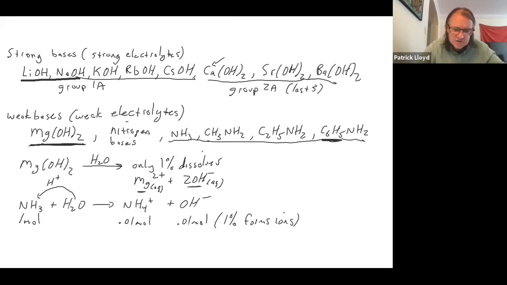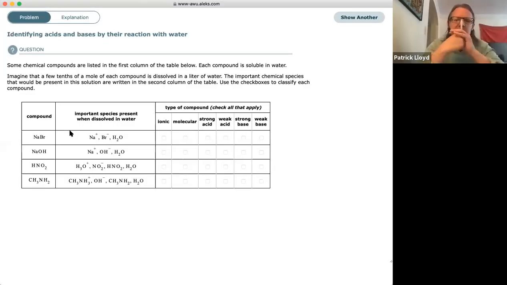So let's come back to the problem. Come back to that table here. Imagine that a few tenths of a mole of each compound is dissolved into a liter of water. So we're just putting a little bit into some water. The important chemical species that would be present in the solution are written in the second column of the table. Use the check boxes to classify each compound. So let's take a look at the first one, NaBr.